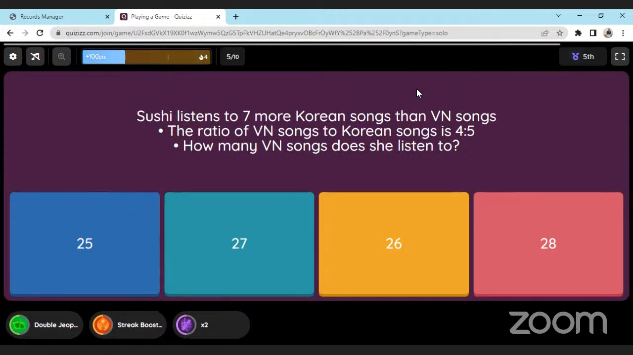She listens to 7 more Korean songs than VN songs. The ratio of VN songs to Korean songs is 4:5. Then one part is 7, for 4 and 5. So VN to Korean, 7 times 4 is 28. It's done. Shall I mark it? Okay, solved.